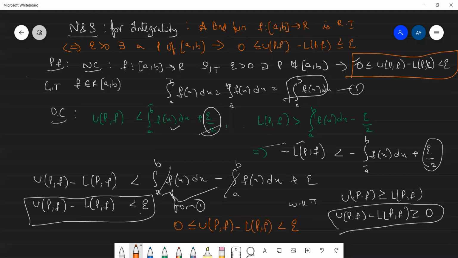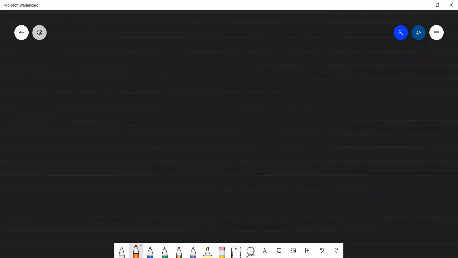We had to prove this one, and we've proved it. Now moving on to the sufficient condition. What does the sufficient condition tell? We have to take this condition: for all epsilon greater than 0, there exists a partition P of [a, b] such that 0 is less than or equal to UPF minus LPF, which is less than epsilon. Then we have to show that f belongs to R over [a, b]. We have to just take this and prove it.